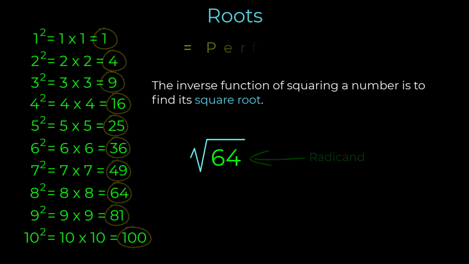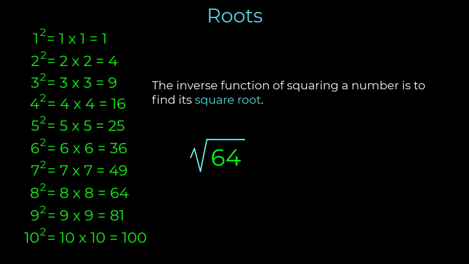When I say that finding the square root of a number is the inverse to squaring a number, what I mean is that when we encounter an expression like the square root of 64, we want to find the number that we had to square in order to get 64. I can look at this list of perfect squares and find 64. So the square root of 64 is 8, since 8 squared is 64.